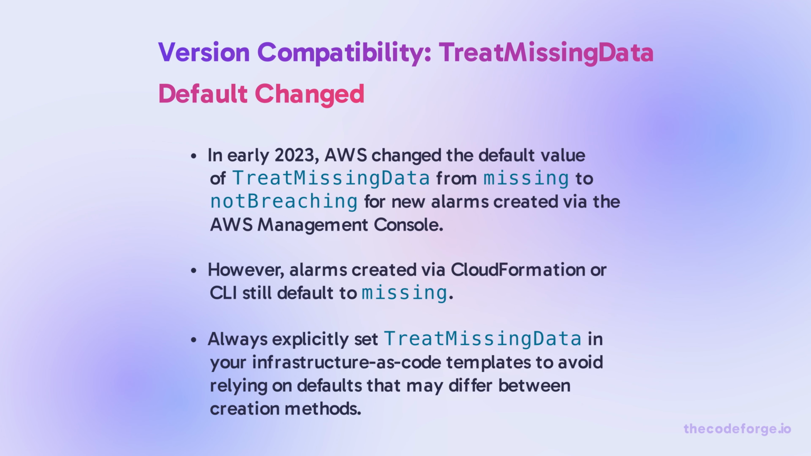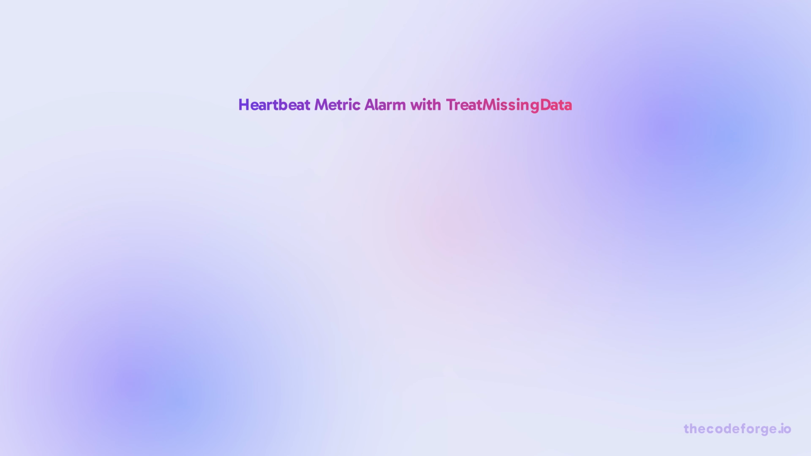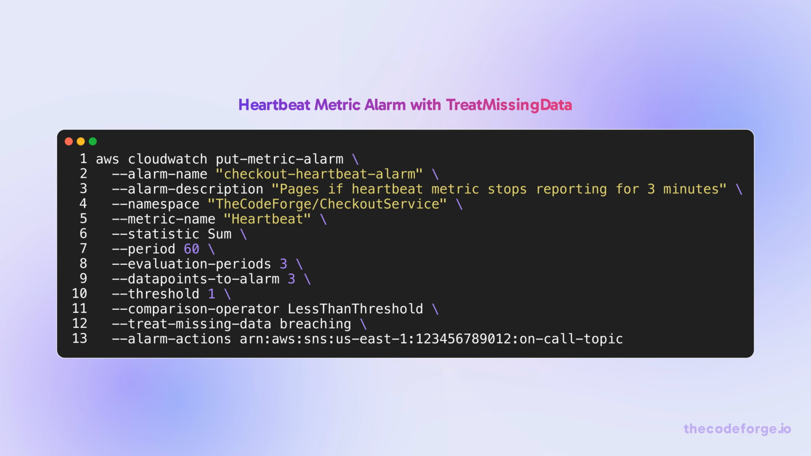In early 2023, AWS changed the default value of TreatMissingData from missing to notBreaching for new alarms created via the AWS Management Console. However, alarms created via CloudFormation or CLI still default to missing. Always explicitly set TreatMissingData in your infrastructure as code templates to avoid relying on defaults that may differ between creation methods. The article mentions heartbeat metrics, but does not show the alarm configuration.